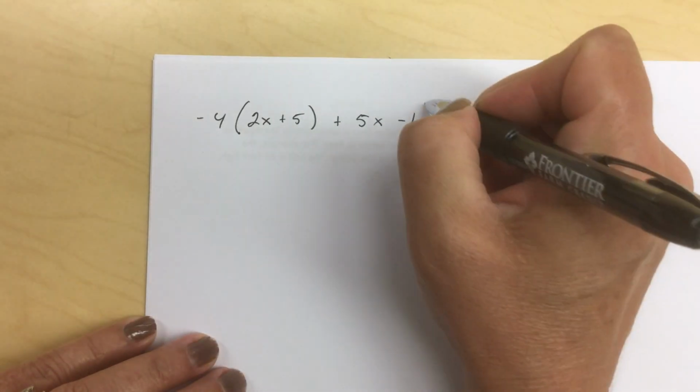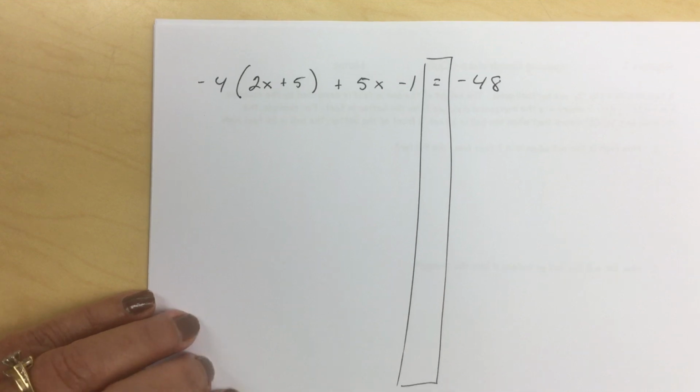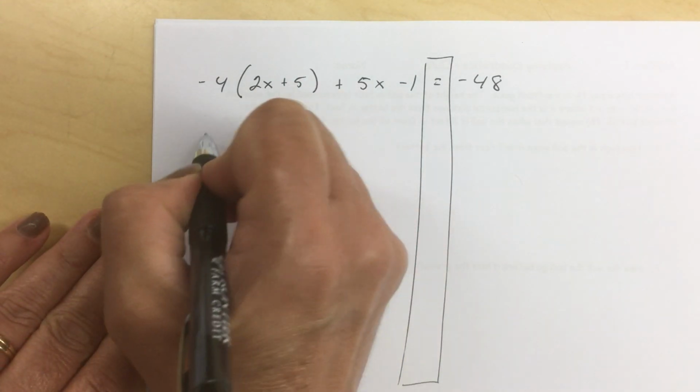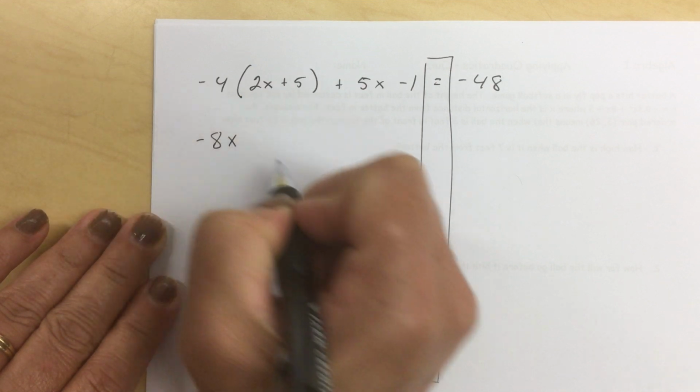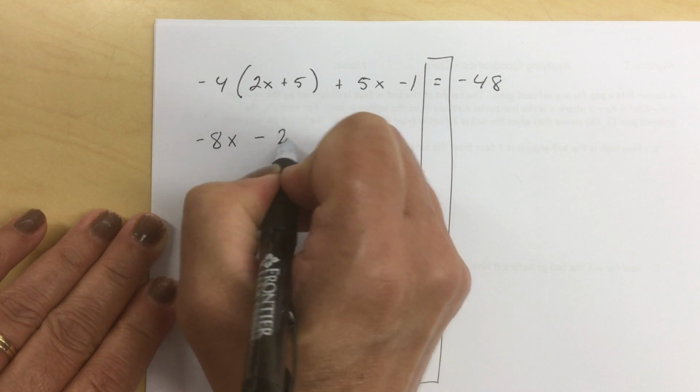Again, we're just going to take it one step at a time. Make your wall here. Okay, we're going to keep track of what we're doing with our equal sign. So take negative 4 times both of these things. That gives me a negative 8x. And then you could say plus a negative 20. I would just write minus 20.